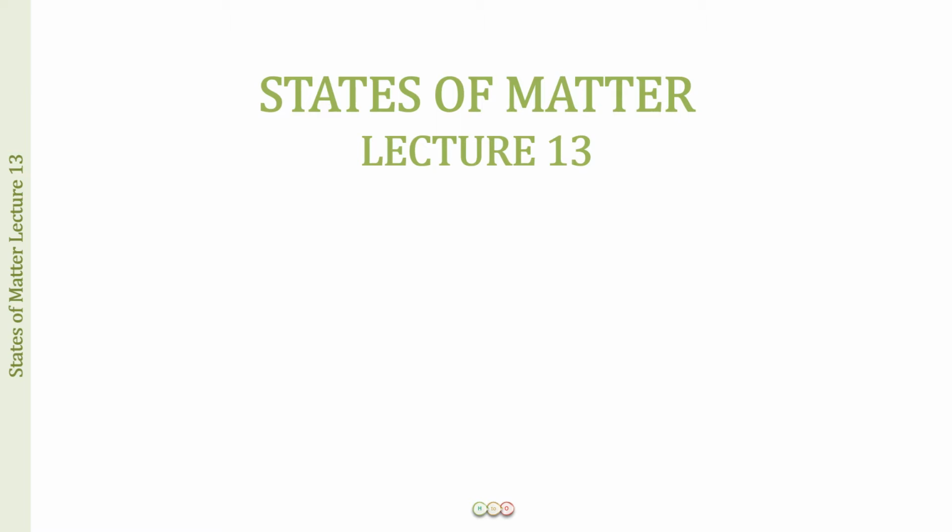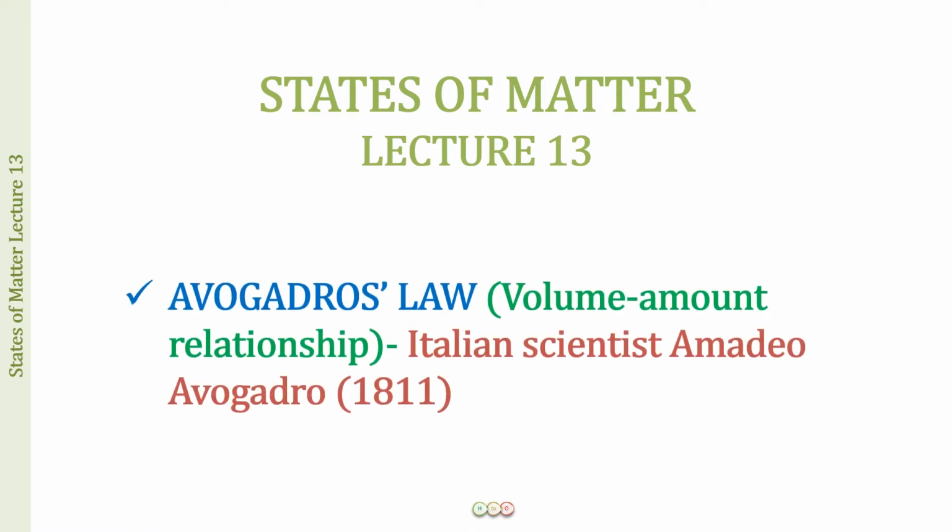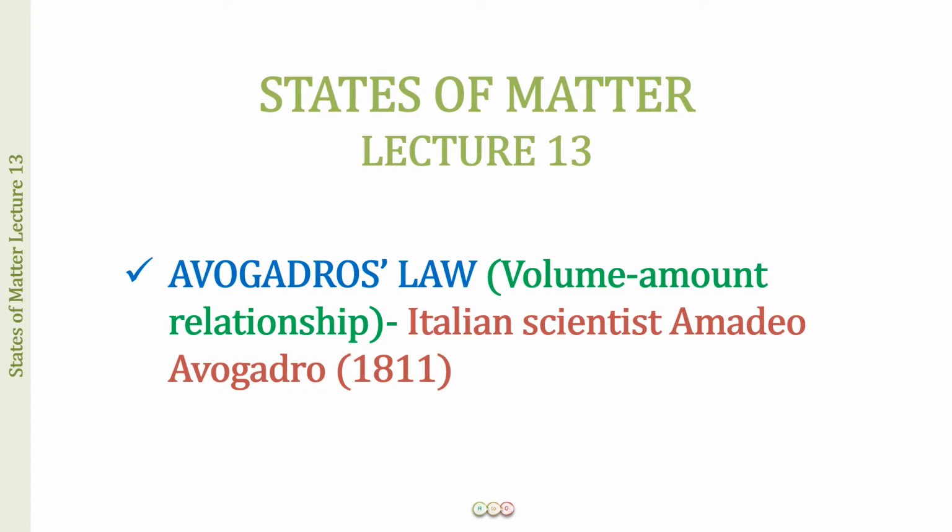But till now, we have not discussed the relationship of the fourth measurable property, the amount of the gas, with any of these: pressure, volume or temperature. So in today's lecture, we will be discussing the relationship of the amount of the gas with volume, and the law which gives us this relationship is Avogadro's law. Avogadro's law gives us the relationship between the volume and the amount of the gas.